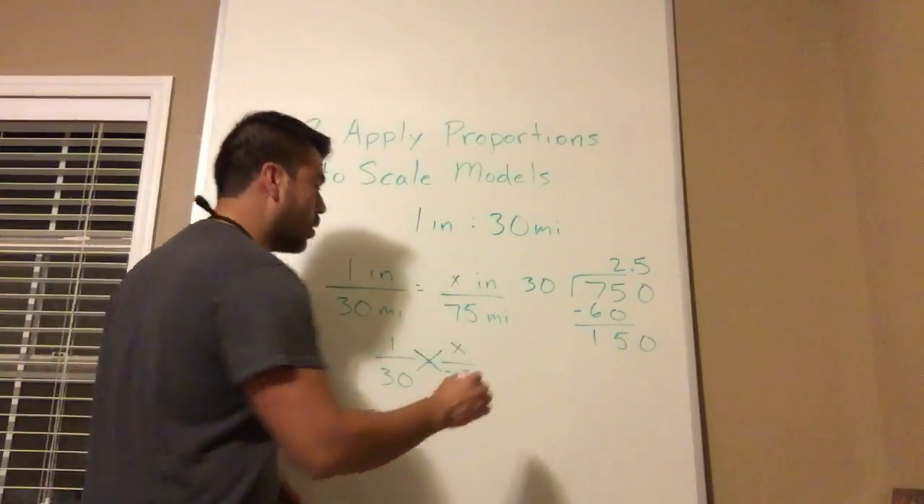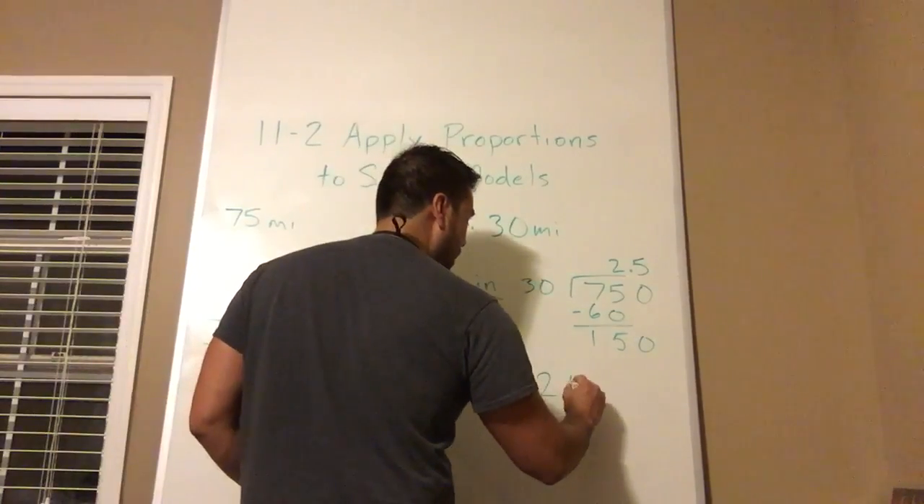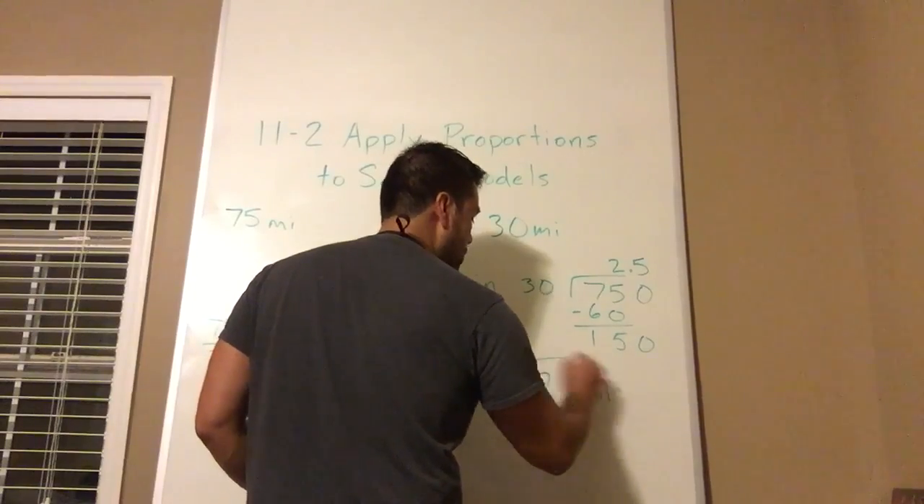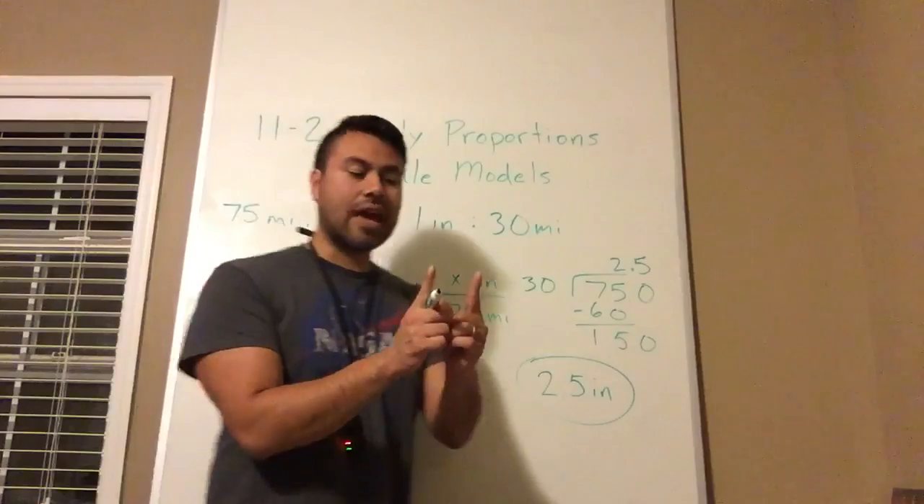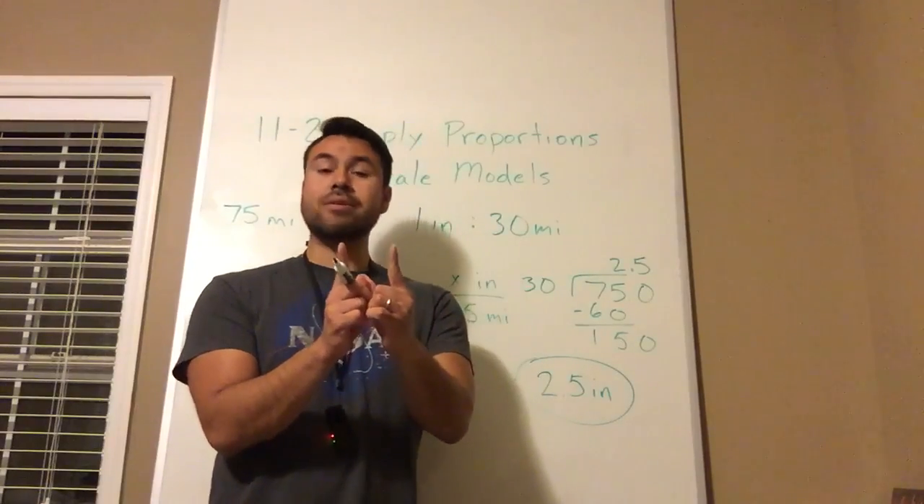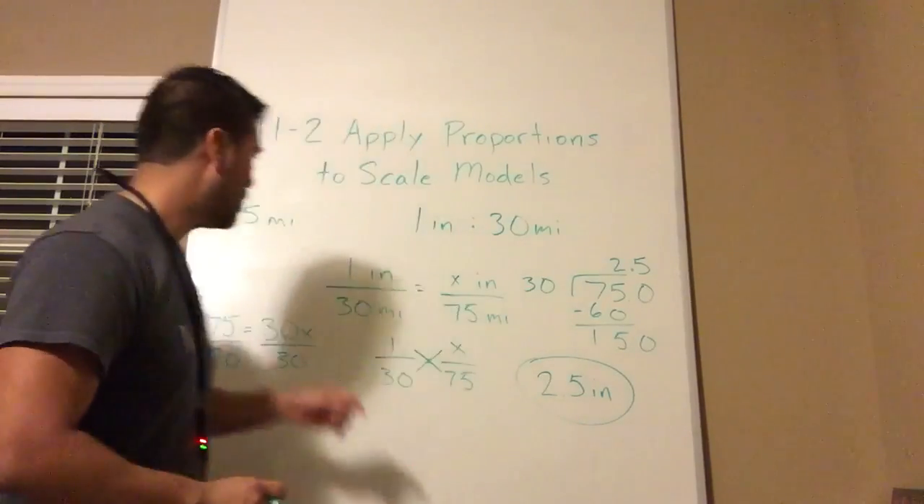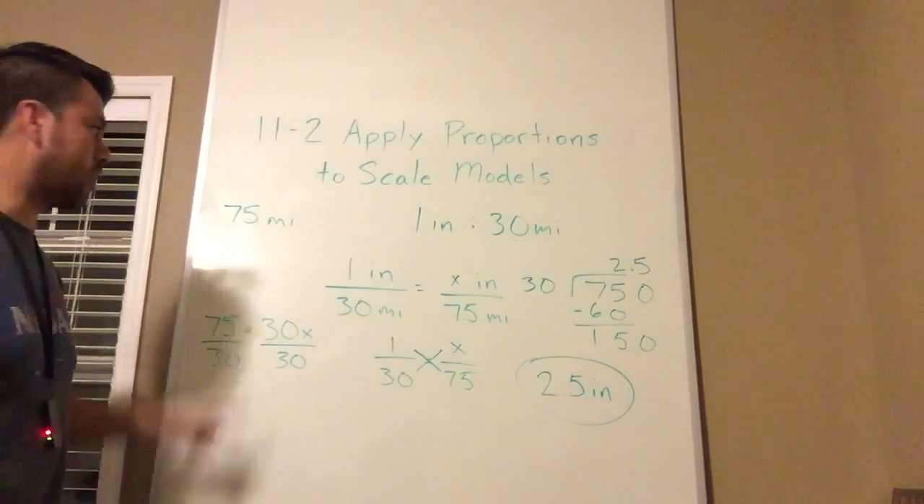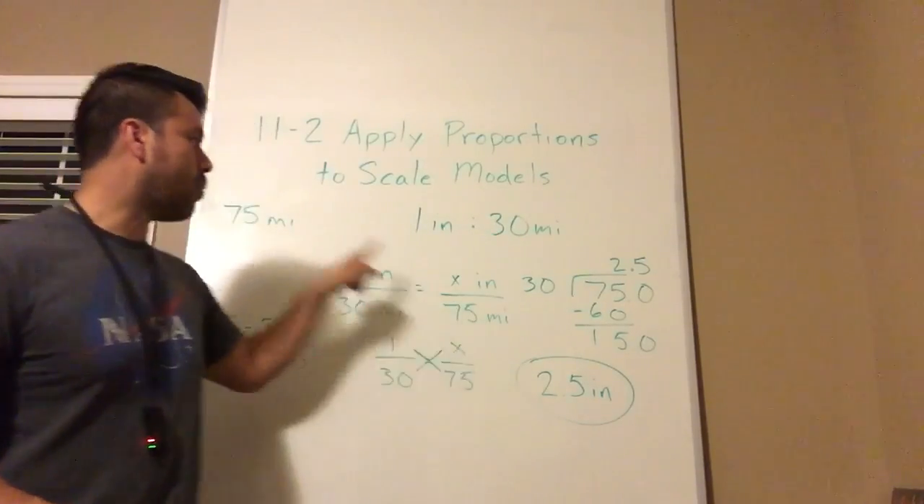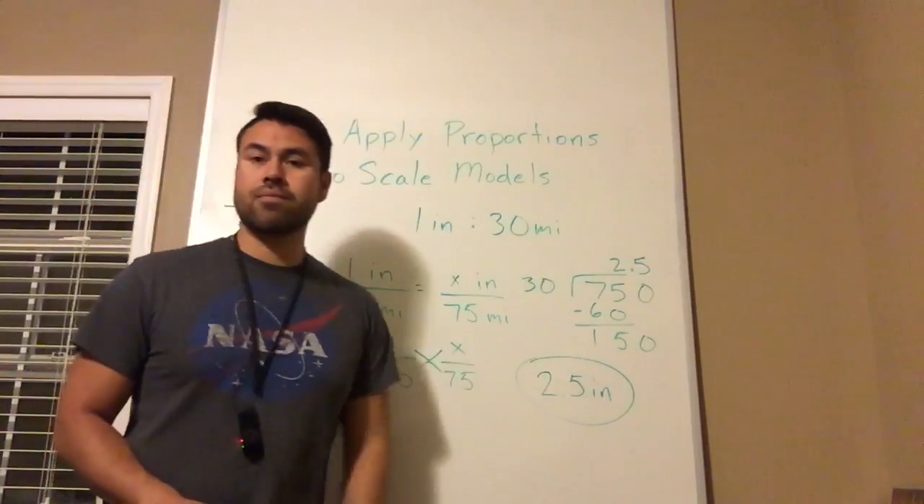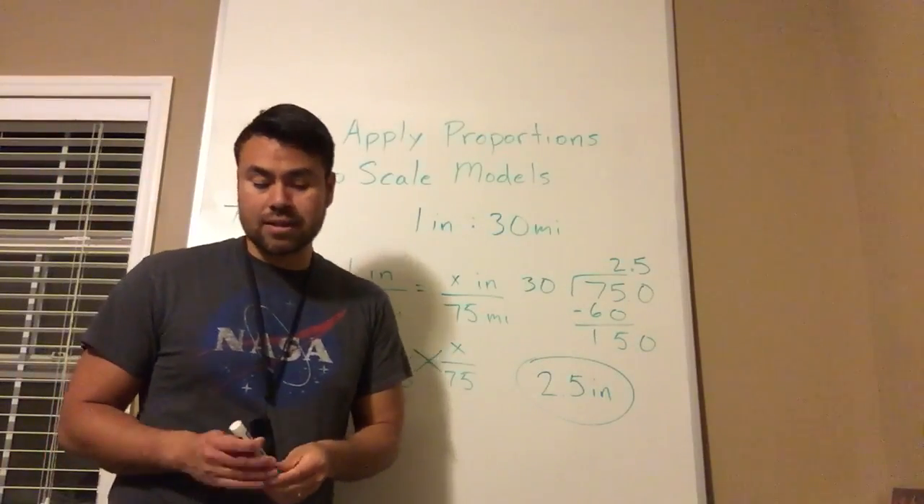So my answer is going to be 2.5 inches. On that map, 2.5 inches is going to represent 75 miles, that distance that we were looking for. These are proportional to these right here. So that's basically what you're doing on this lesson.